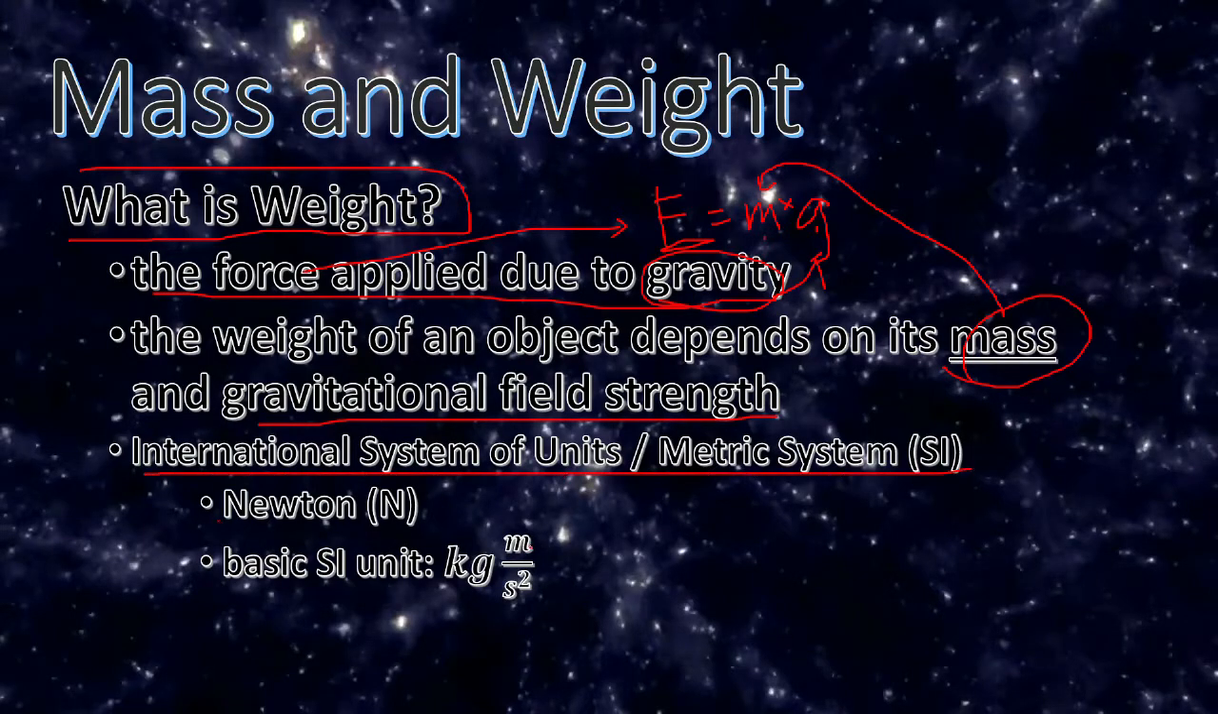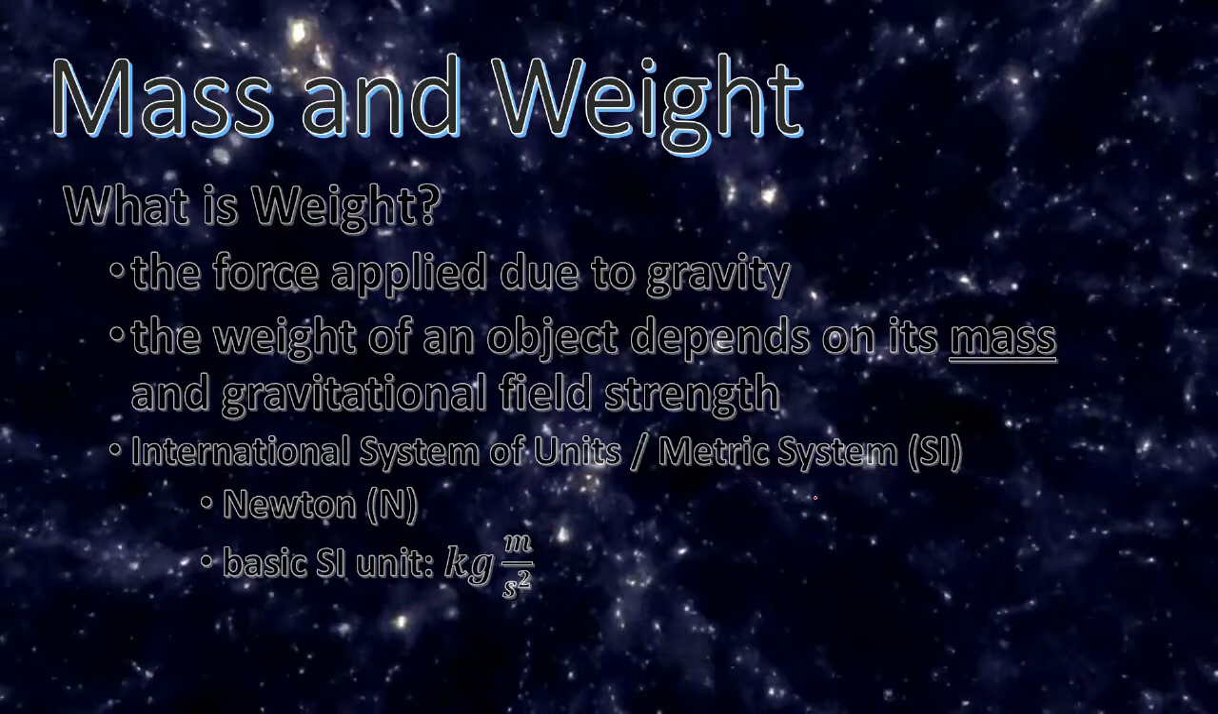The SI unit of weight is the newton. Unfortunately, there is no British imperial equivalent for newtons. All of them use newtons. And the basic SI unit is kilogram meter per second squared.